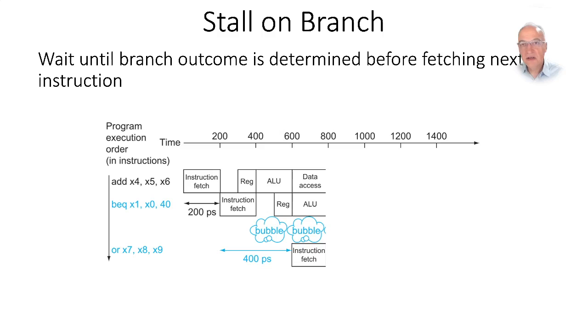Then I wait until the stage where I can know the outcome of the branch to fetch the next instruction. And in this case, it's a very optimistic case where I assumed that I was able to have the decision for the outcome of the branch at the end of the decoding stage of the branch. So that will be with the optimization, where I have added additional hardware to be able to make the branch decision earlier. And in this case, I end up with that bubble in the pipeline. And I would have the bubble in the pipeline for every branch that I execute.